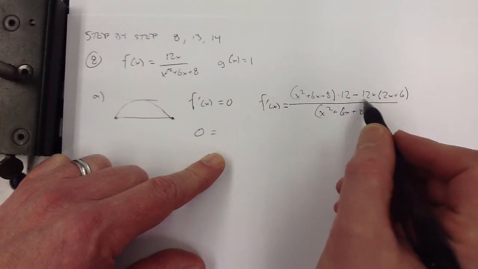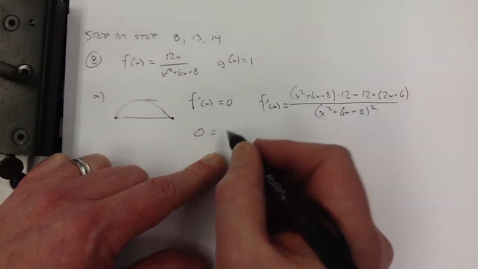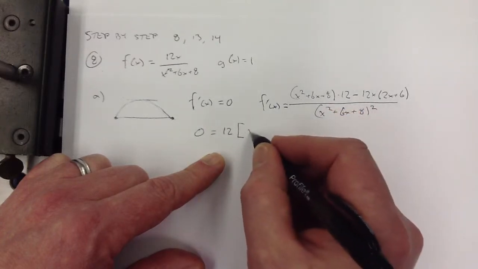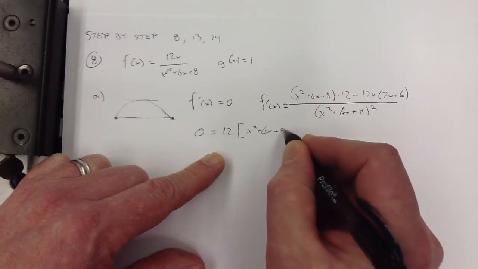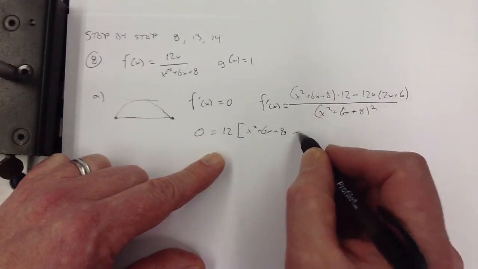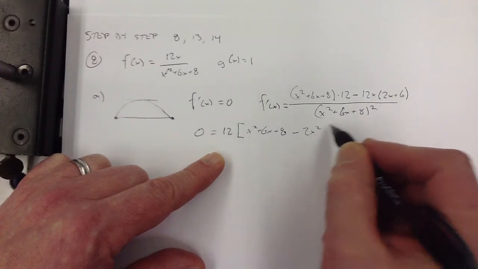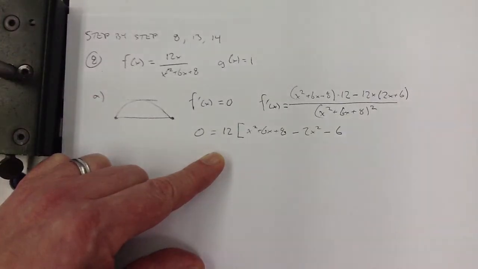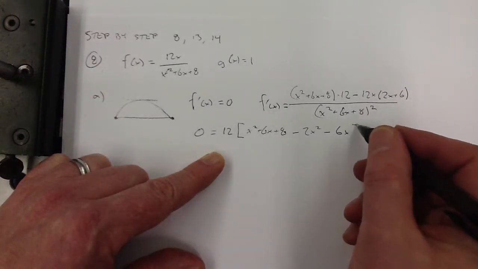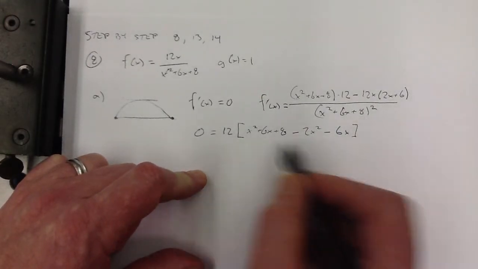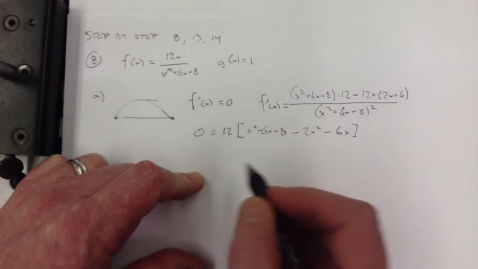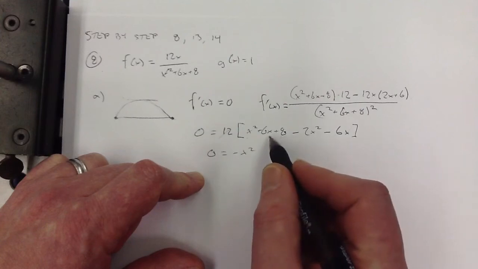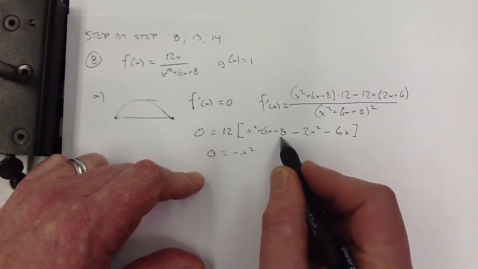So let's see. I've got a 12 here, I can go ahead and factor that out. It gives me x squared plus 6x plus 8, then my 12 is gone, minus 2x squared minus 6x, sorry. And that's what I'm interested in being equal to 0. So the 12 doesn't matter, that's not going to be equal to 0. So x squared minus 2x squared, 6x minus 6x is 0, 8.